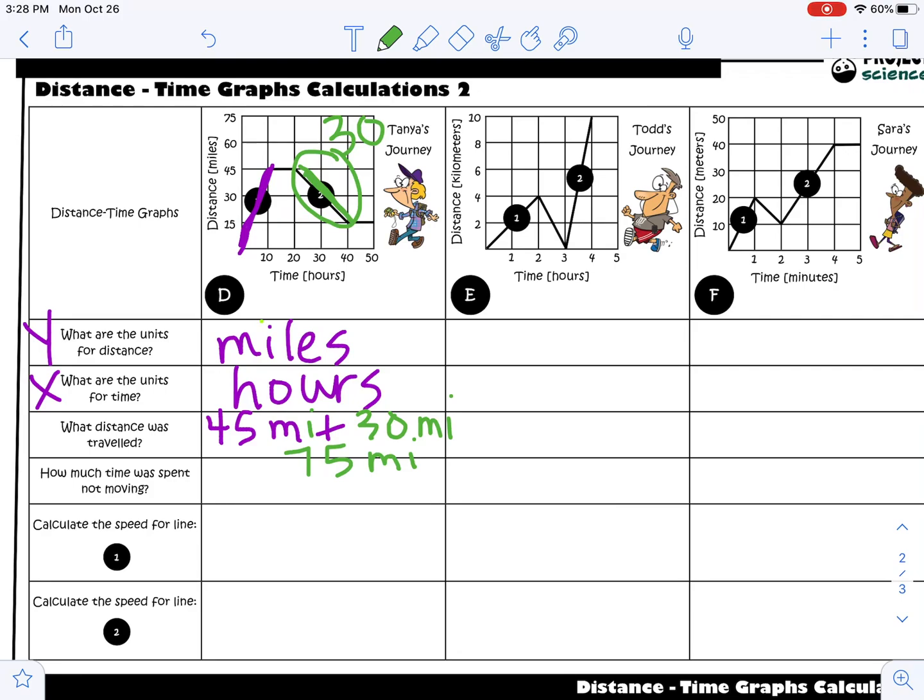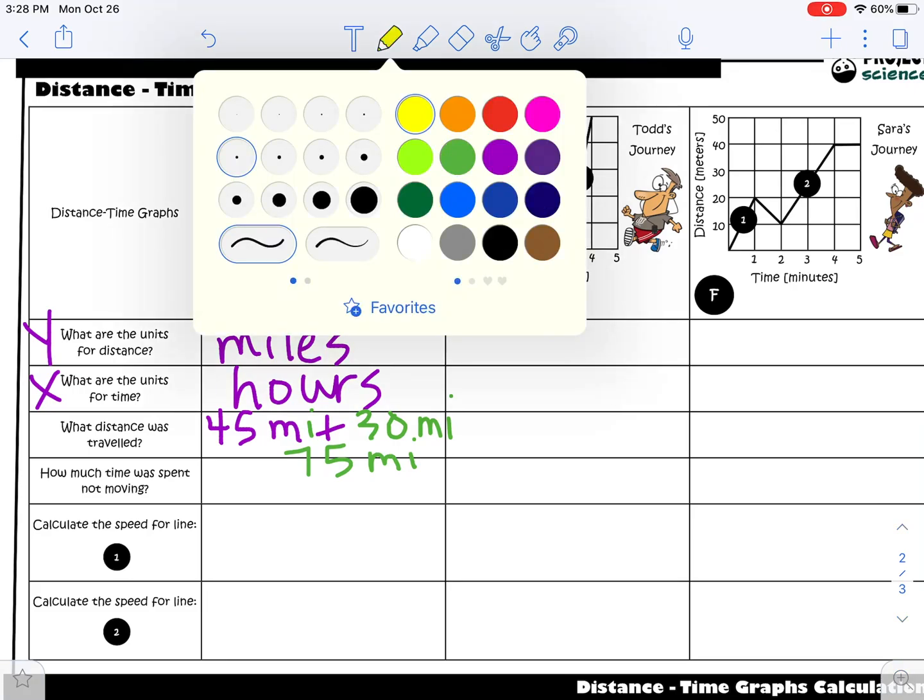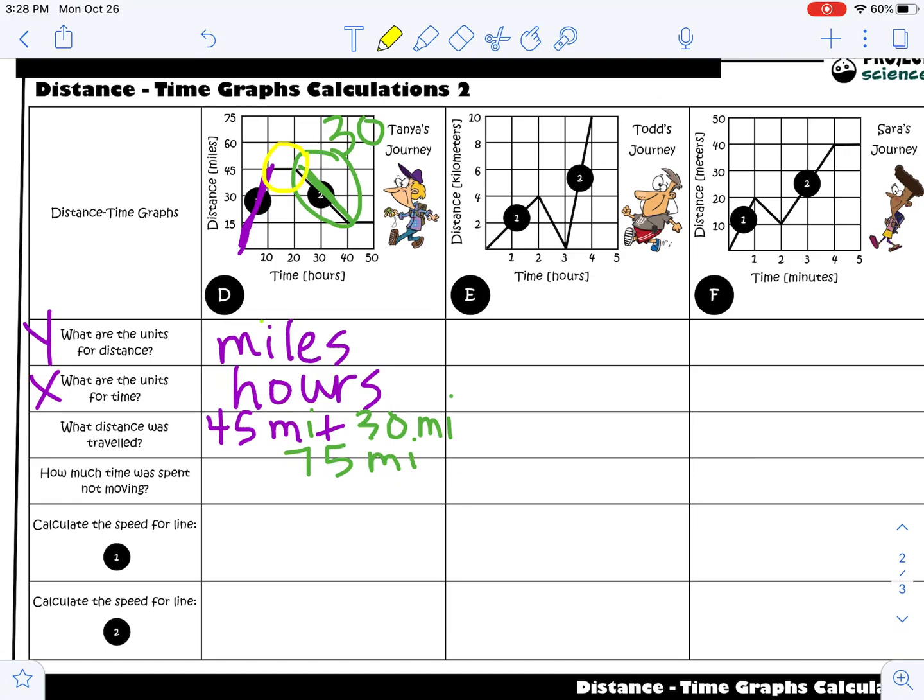How much time was spent not moving? We have a little bit of time right here where we are not moving. Our increment is in tens, so it's just one line, so it is actually 10 hours. Oh, they can't see that very well, can you?